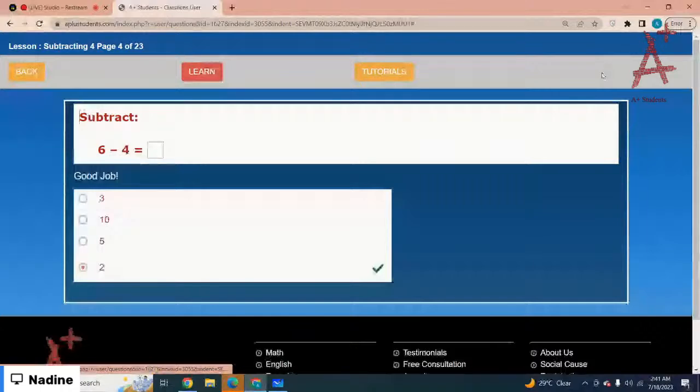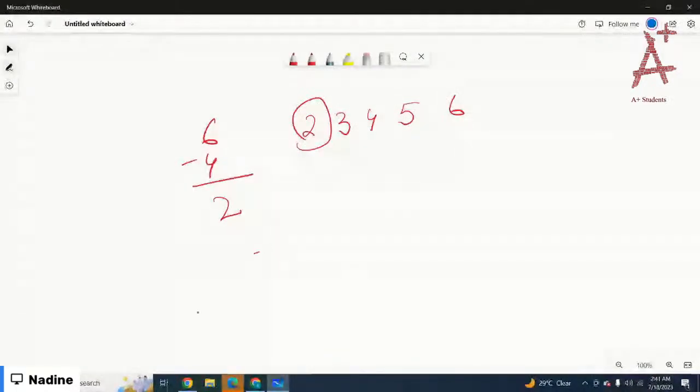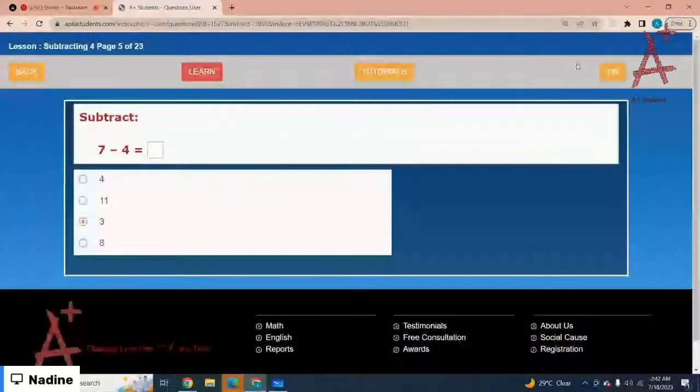Okay, the next one is 7 take away 4. So 7 take away 4 is 1, 2, 3, 4, 5, 6, 7. Just remove 4 lines and you're left with 1, 2, 3. So 7 take away 4 is 3. The correct option is 3. 7 take away 4 is 3.